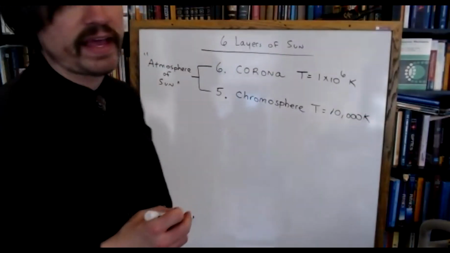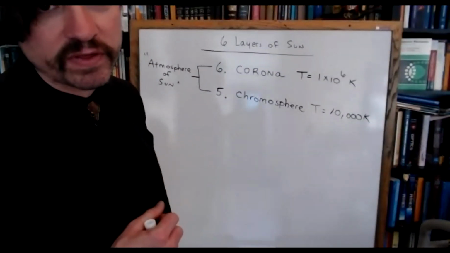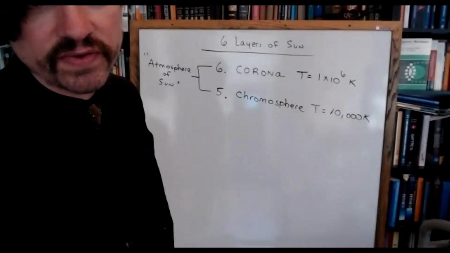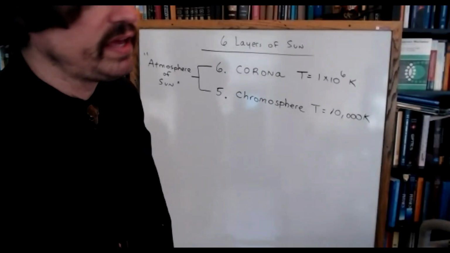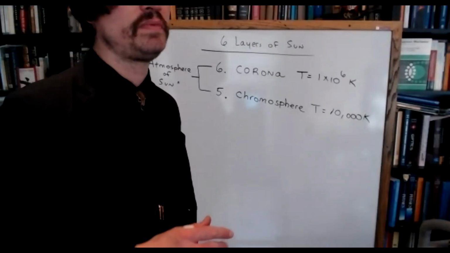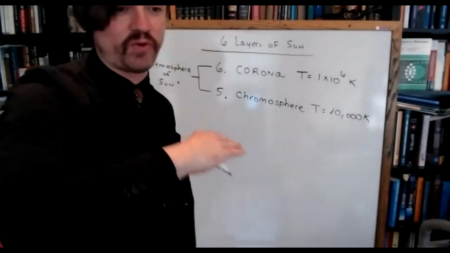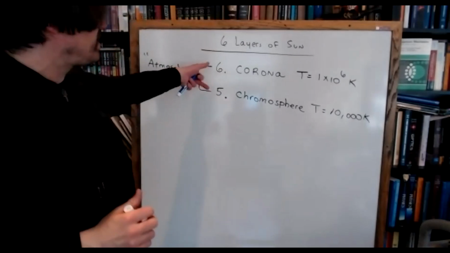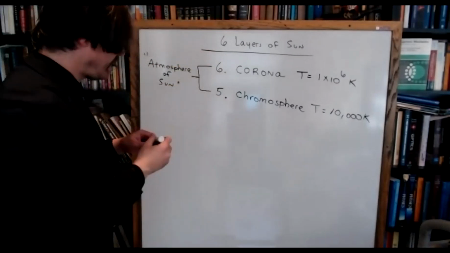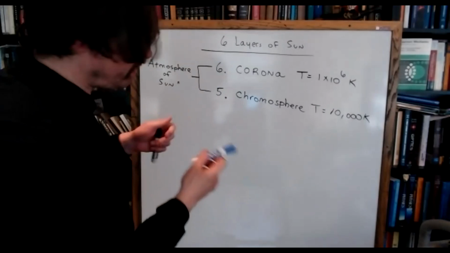And both of these layers are hotter than the photosphere below it, which is a little bit strange if you think about it. Normally, colder layers sit on the outside of a star and warmer layers sit on the inside, but this is an exception. Let's just define them down below in blue.